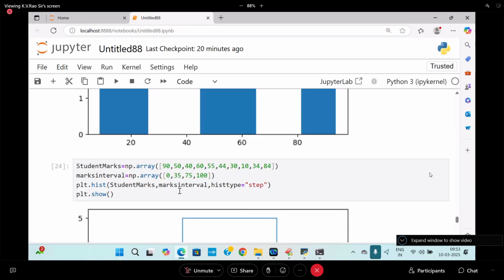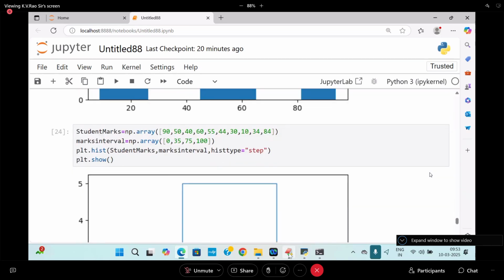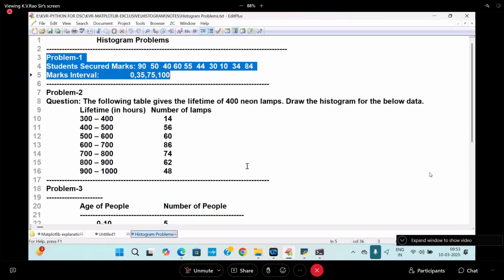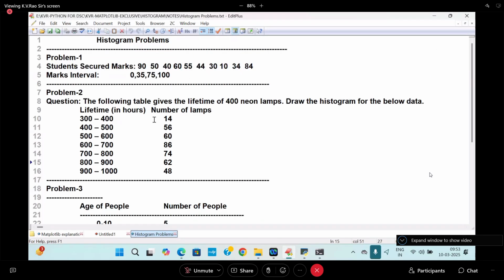Next, students, I'll go to the next moment of it. After this, one more problem you see. This is very easy. Next one you see. What is the next one I am saying? Problem number 2. Very important.